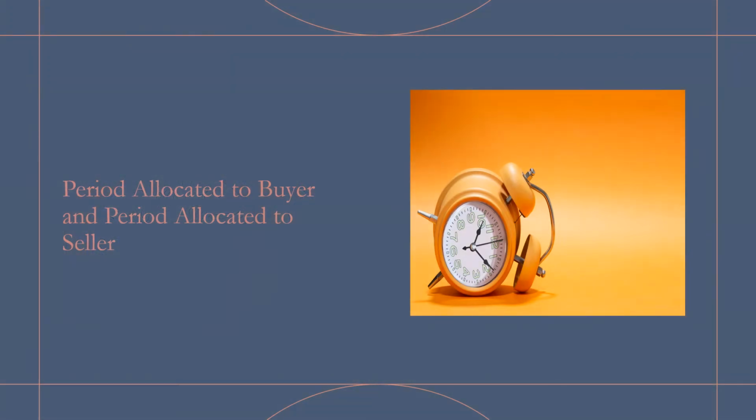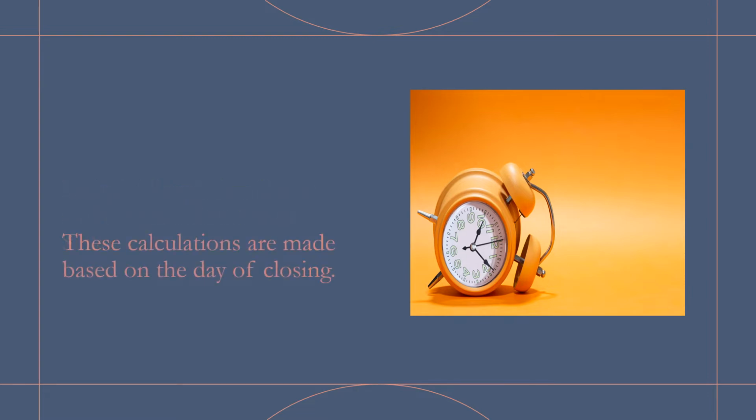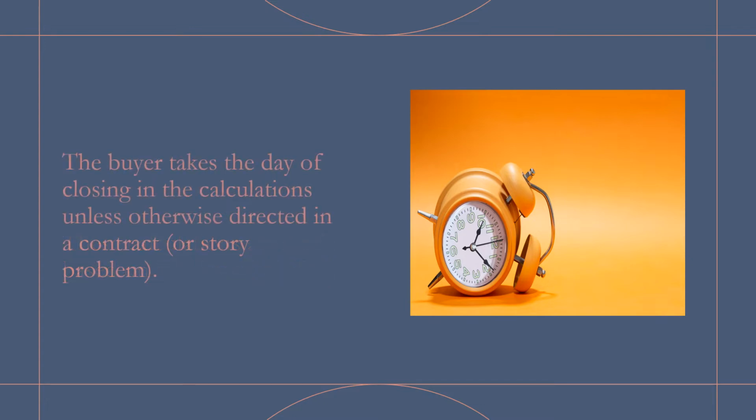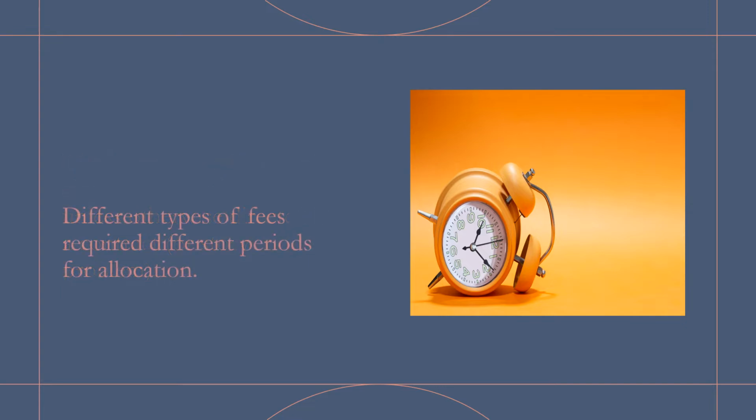Period allocated to buyer and period allocated to seller. These calculations are made based on the day of closing. The buyer takes the day of closing in the calculations unless otherwise directed in a contract or a stated problem. Different types of fees require different periods for allocation.